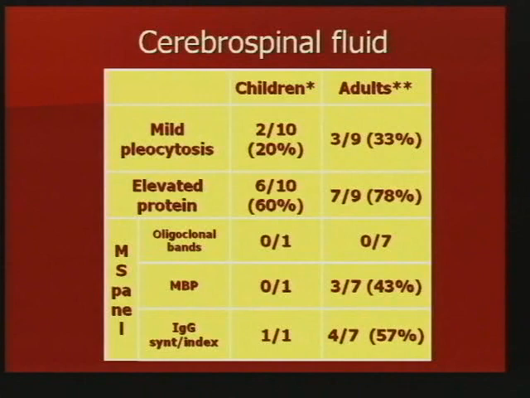Okay, and then the spinal fluid, which is part of almost all of our evaluations, increased white blood cells only in 20% and 33% of adults, elevated protein in 60% and 78% of adults. We didn't find any children or adults who had oligoclonal bands, which are seen in MS. So our question was, how similar was this to MS? We did find myelin basic protein in some of the adults, and then the IgG index. So both one child and four adults had that.